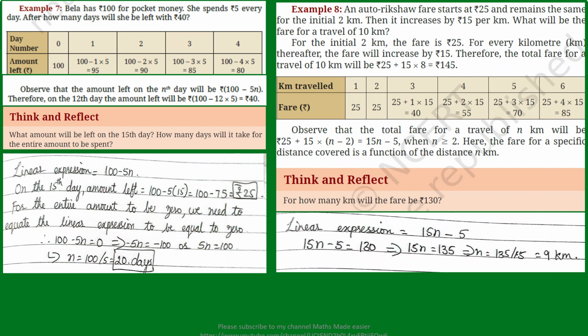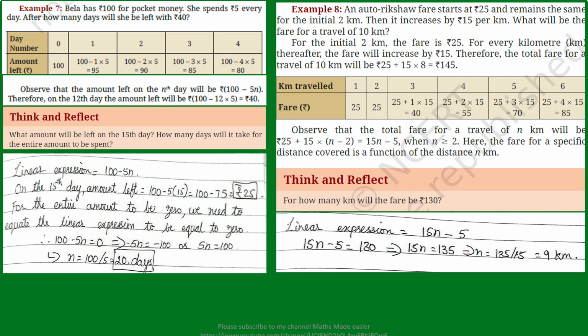Example 7. Bella has 100 rupees for pocket money. She spends 5 rupees every day. After how many days will she be left with 40? So a simple tabular column: in 0 days, that is before day 1, she is given 100 rupees, and at the end of the first day she would have spent 5 rupees, so she'll be left with 95. Day 2 she'll be left with 90, day 3 85, day 4 is 80.